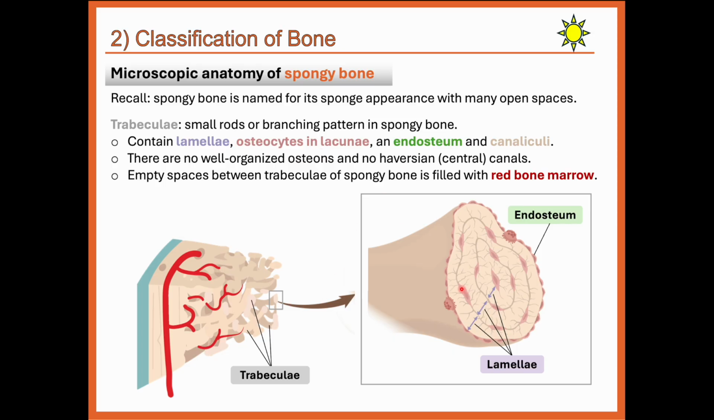We see osteocytes in between each of the lamellae. You see this osteocyte in their lacunae, and over here, an osteocyte in their lacunae. We see an endosteum. Endo means on the inside, right? We see this endosteum on the inner parts. And we see these canaliculi. Do you see the little bone cells are talking to each other through these canals here? The canaliculi are there.